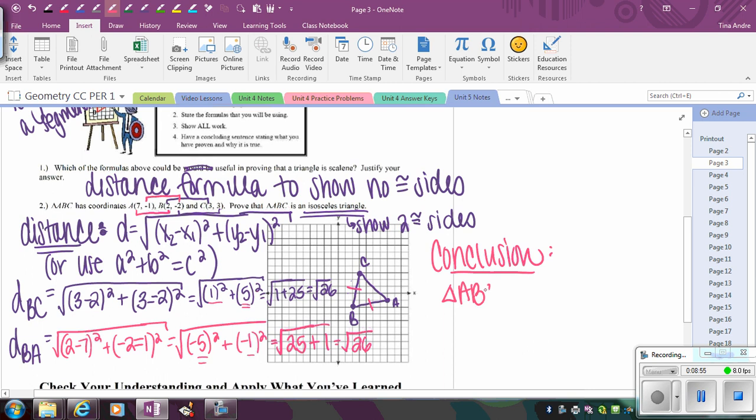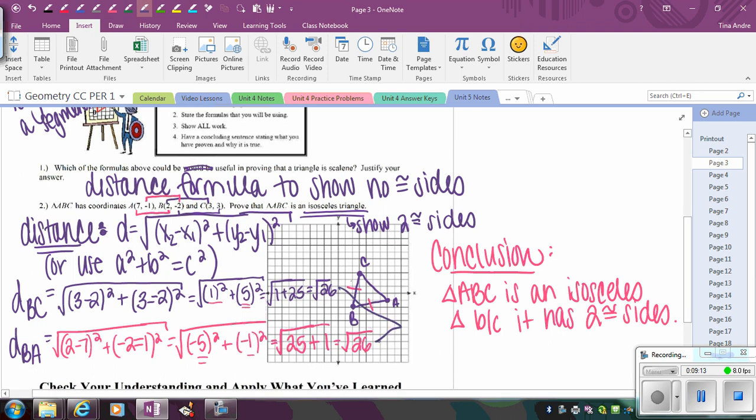So triangle ABC is an isosceles triangle because it has 2 congruent sides. And right here is where I got the congruent sides. So this right here told me that BC is congruent to BA because of the measurements being the same, or the distance between those points being the same.